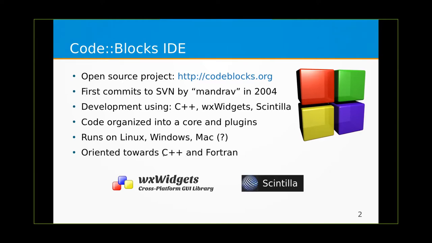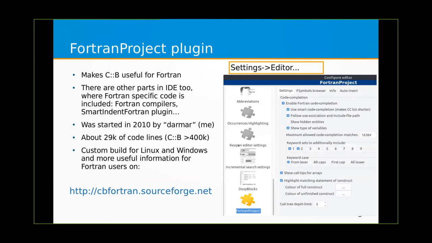It's oriented towards the C++ language and Fortran. The first language is and was C++. However, it has very good support for Fortran too. The Fortran project plugin is what makes Code::Blocks useful for Fortran. There is also other Fortran-specific code in other parts of the development environment. However, those other parts are very small compared to the Fortran project plugin.